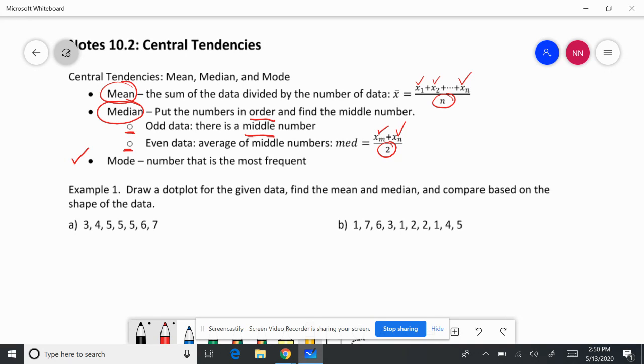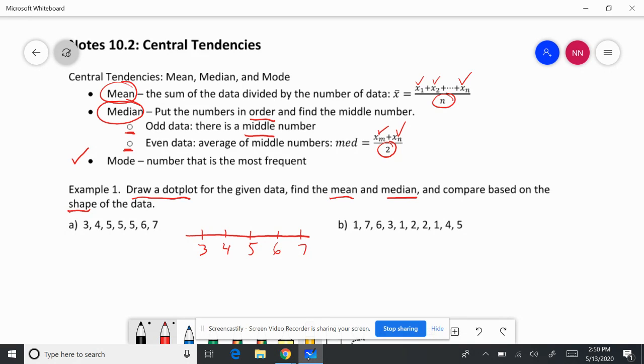Today, what we're going to do is draw a dot plot for the given data. We're going to find the mean and the median, and then we're going to compare the shape of the dot plot with the mean and the median. Looking at letter A, first thing that we're going to do is put the numbers in order. So we're going to make a dot plot, 3, 4, 5, 6, 7.